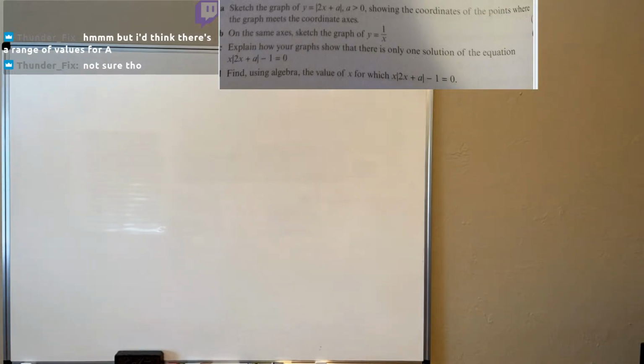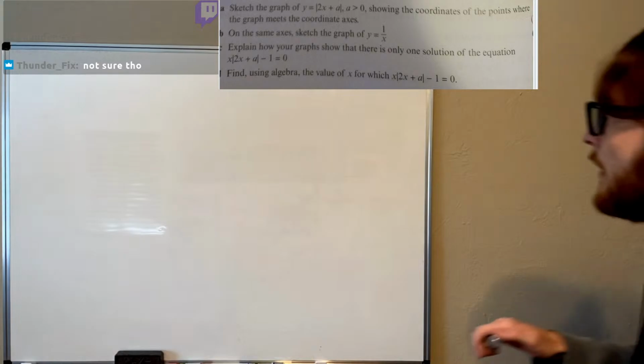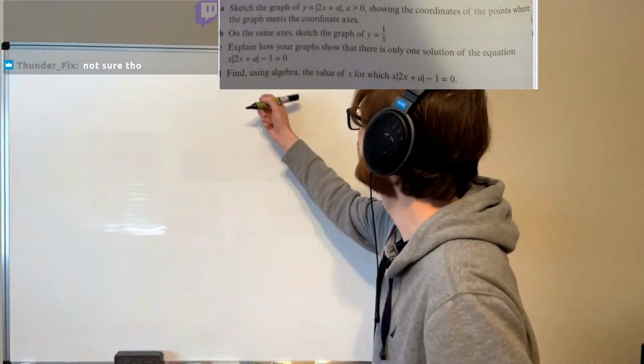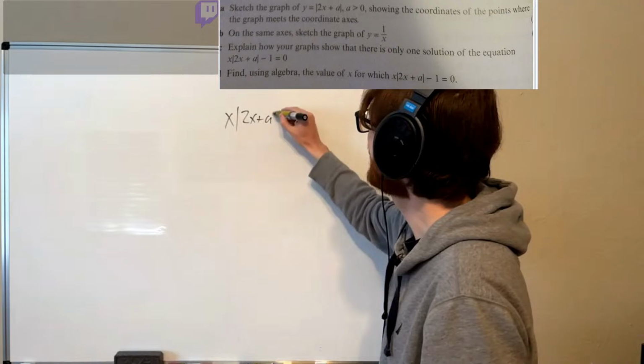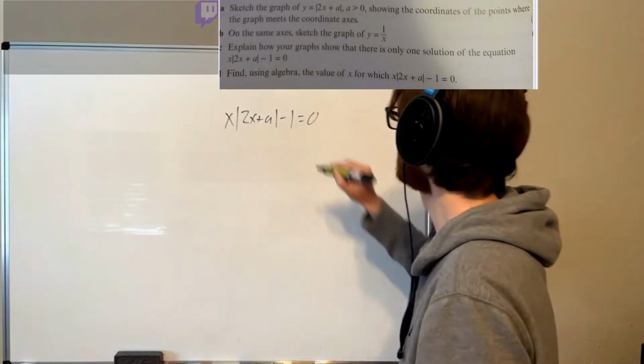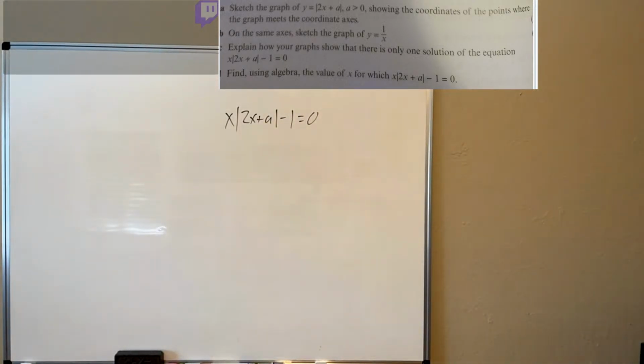Find using algebra the value of x. So 2x plus a minus 1 equals 0. Okay. There's no quick math here?